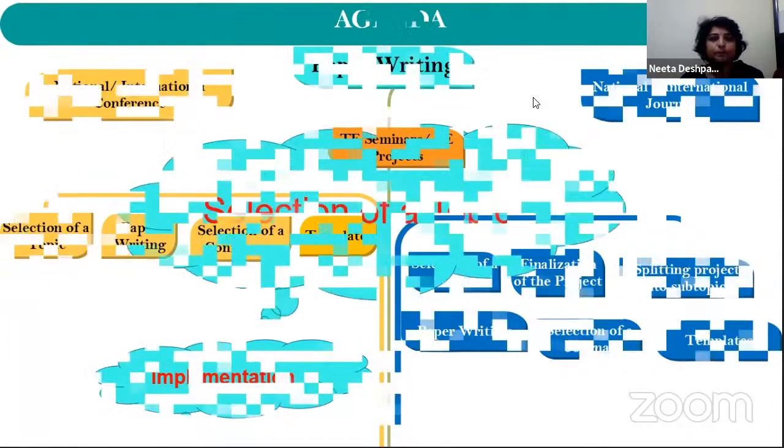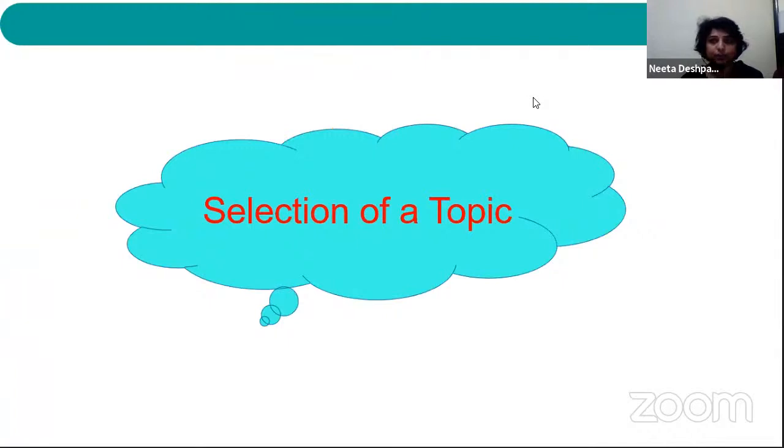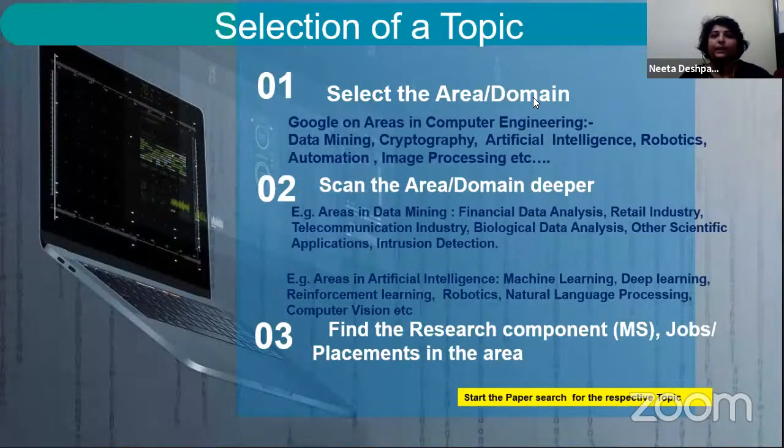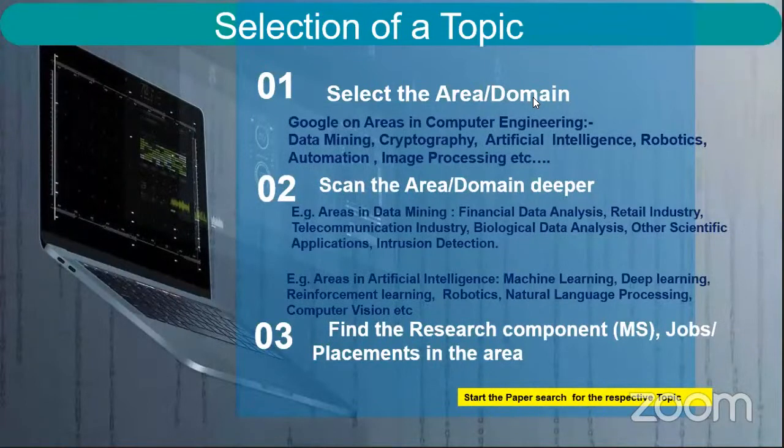So the first important part is the selection of the topic. How are you going to select a particular topic? For selection of a topic, we will be selecting the area or the domain where we are interested. Now, a computer engineer may be studying n number of subjects. We study data mining, cryptography, AI, robotics, automation, image processing, and so many subjects.